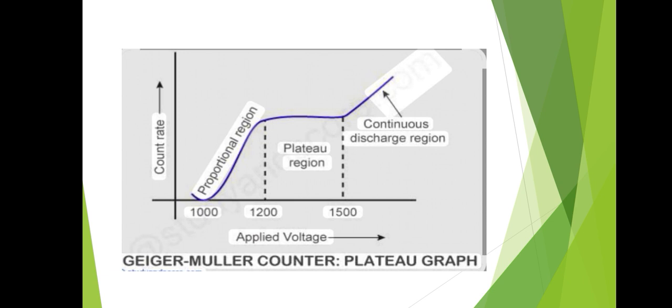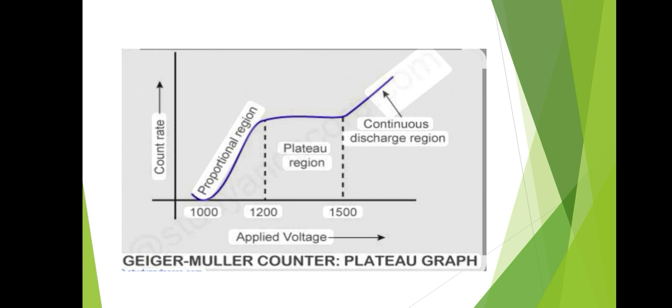This is the VI characteristics of GM counter: applied voltage versus counting rate. In this graph, dead time, plateau, and quenching are present. Dead time. What is meant by dead time? It is the time period for which the counter is incapable of detecting any further nuclear particles. The dead time for GM counter is 200 to 400 microseconds.